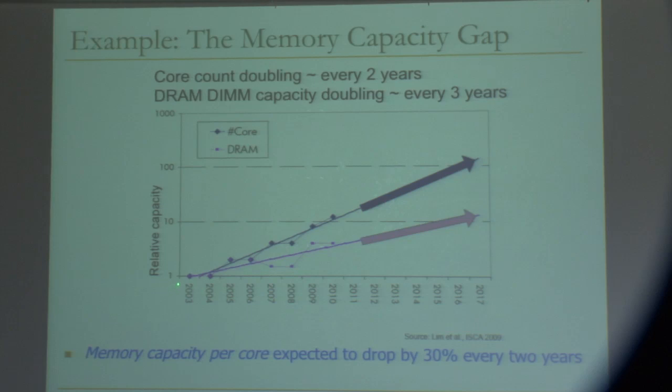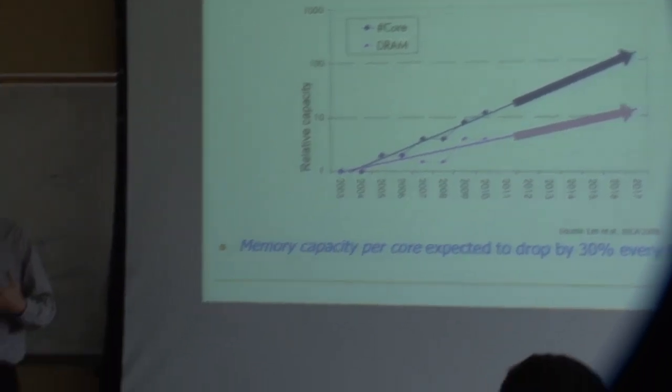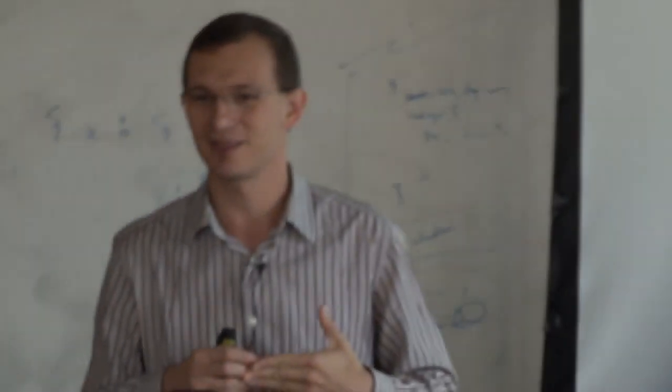They plotted the core count as well as DRAM capacity. And they found that core count is doubling approximately every 2 years, whereas DRAM DIMM capacity is doubling approximately every 3 years. So if you do the math, memory capacity per core is expected to drop by 30% every 2 years. So if you have an application running on a single core, it's going to get less memory in terms of capacity. Now that's not good.